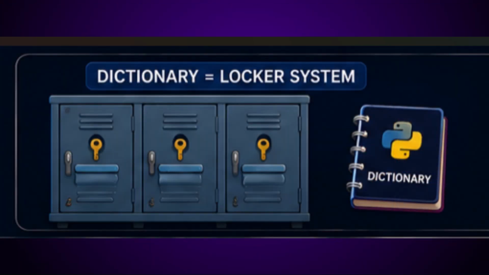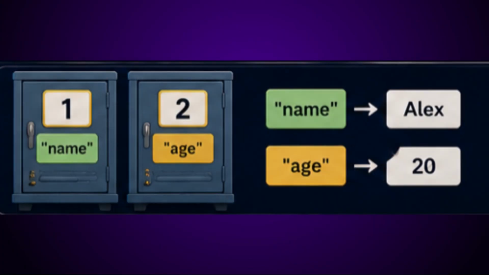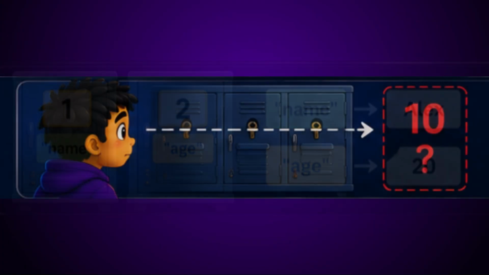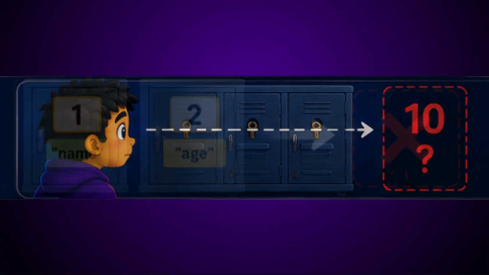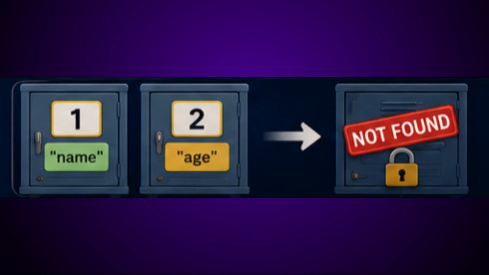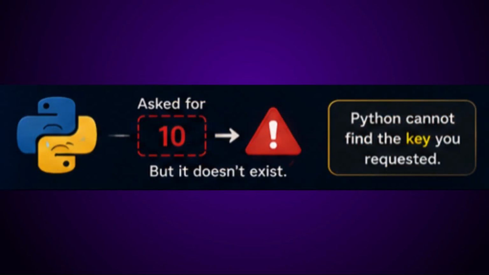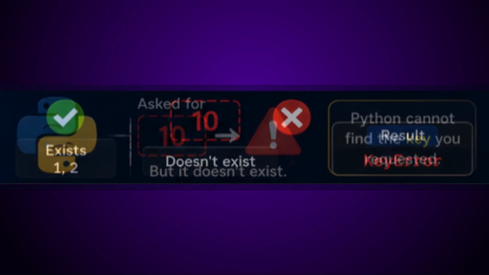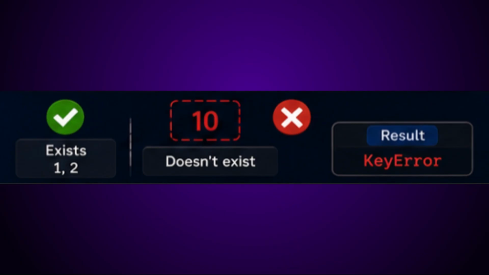Think of a dictionary like a locker system. Each locker has a label. If Alex asks for locker number 10, but only lockers 1 and 2 exist, nobody can open locker 10. Python feels the same way.